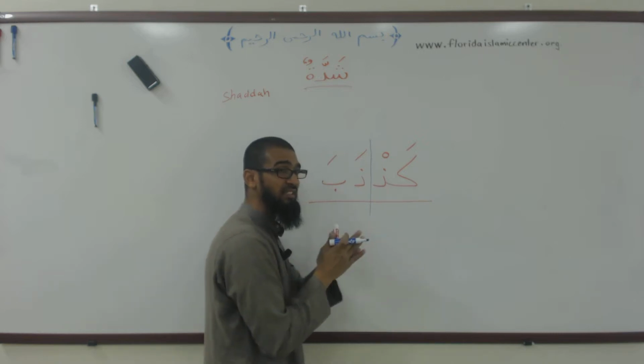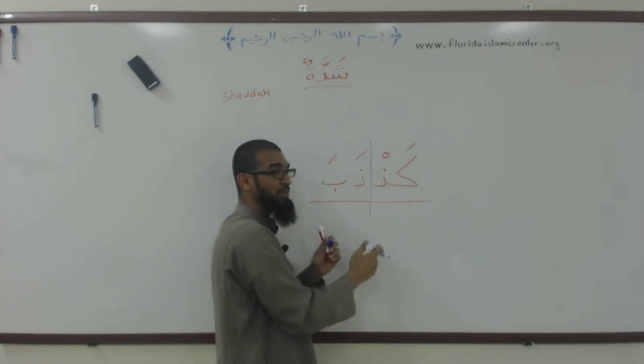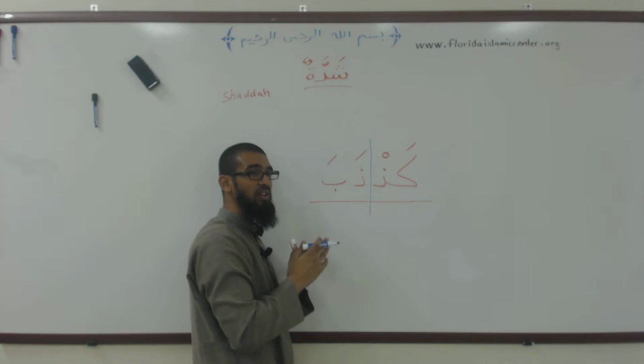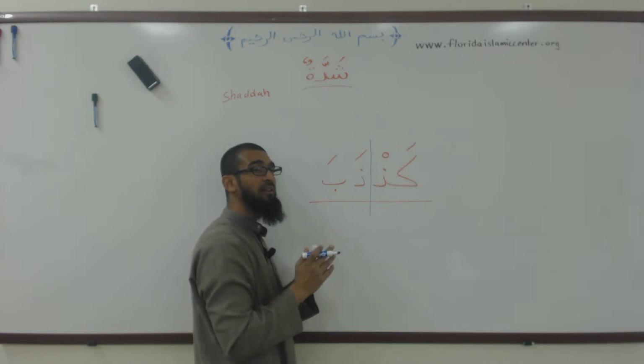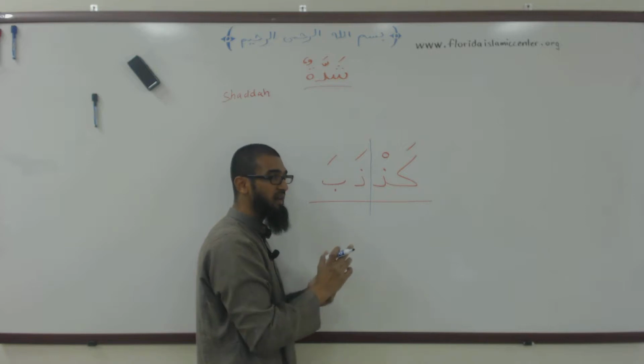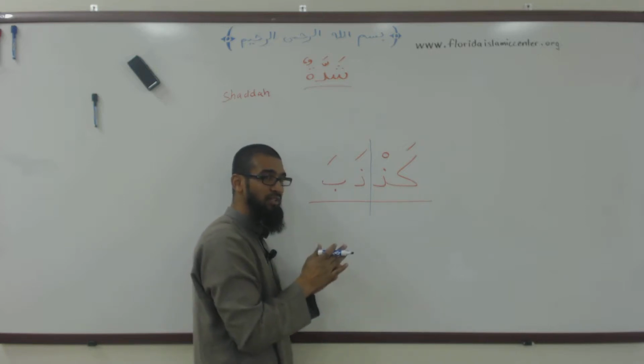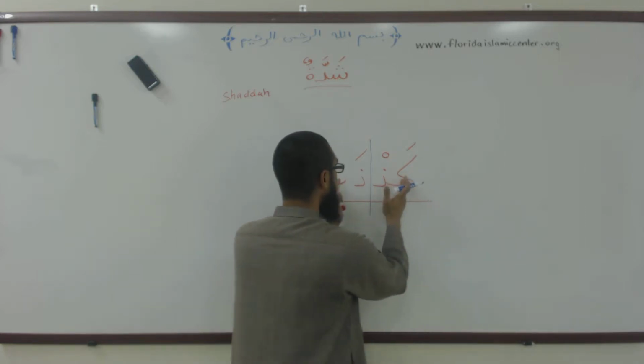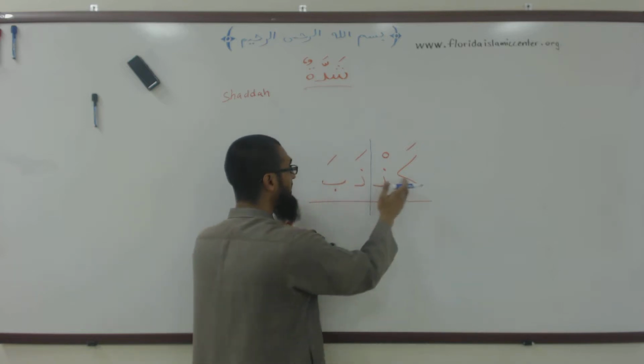You're connecting it, so there's no space in between. You're going to hear a sound. Kazzaba. Hold the zal. Don't let go. If you say kaz zaba, that's wrong. Don't leave a space in between it. You're connected. Kazzaba.